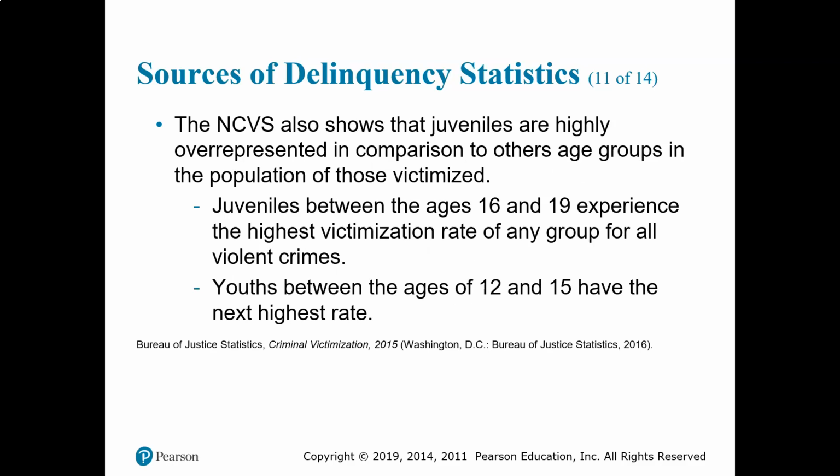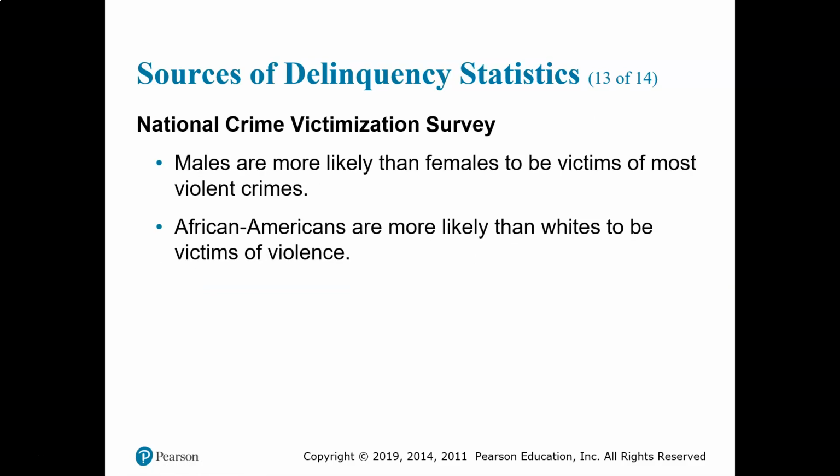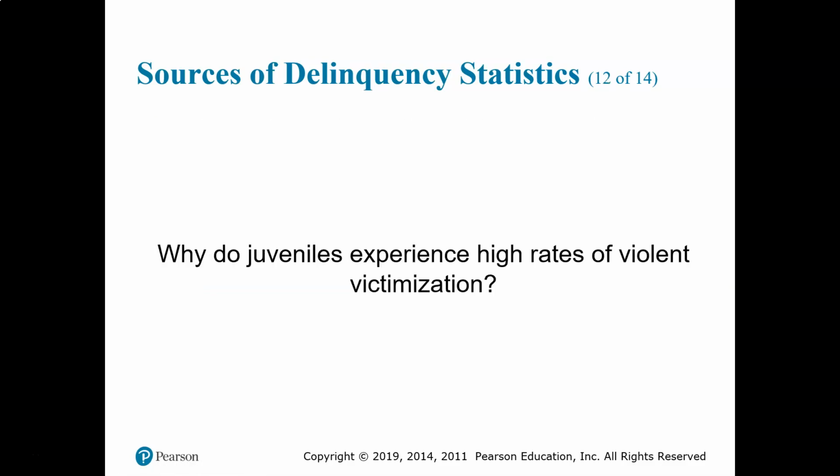The National Crime Victimization Survey shows that juveniles are highly overrepresented in comparison to other age groups in the population of those victimized. Really sad. Juveniles between 16 and 19 have the highest victimization rates. Why do juveniles have high victimization rates? Can you think why? Juveniles are dependent on adults typically. If you are dependent on someone, are you likely to report that they are beating you or raping you or stealing from you?